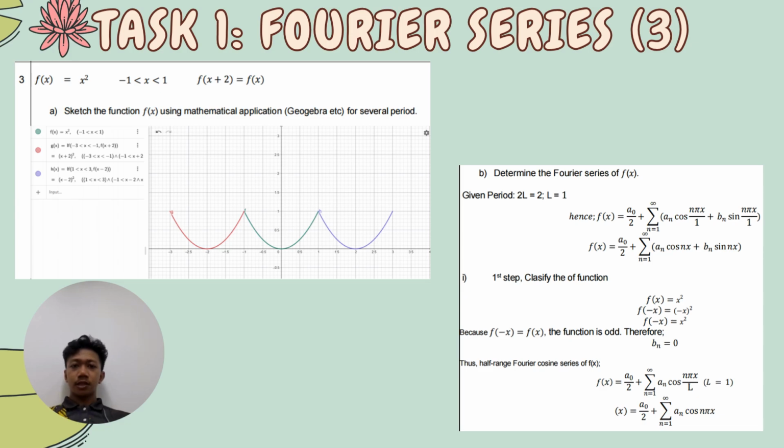Lastly, for the last question of Fourier series, by sketching the function of f(x) using the mathematical application GeoGebra, we get the sketch like this. Then, by determining the Fourier series of f(x) by the given period of L equal to 1, we get that f(x) equals a naught over 2 plus summation of an cos nx plus bn sin nx.